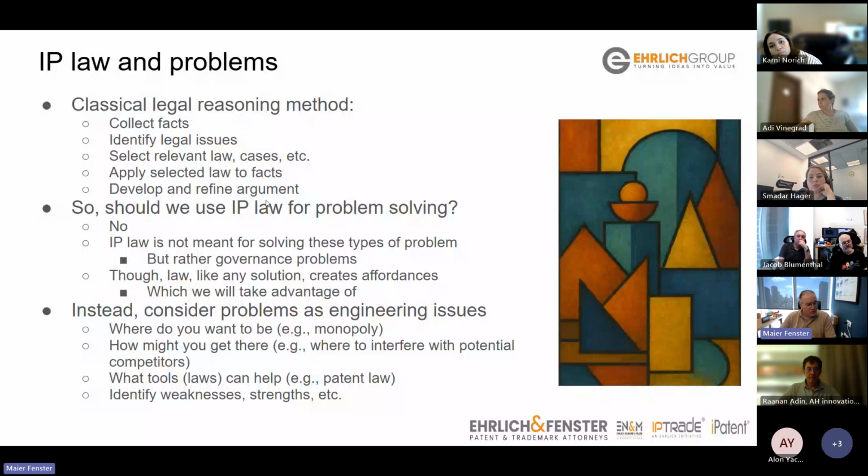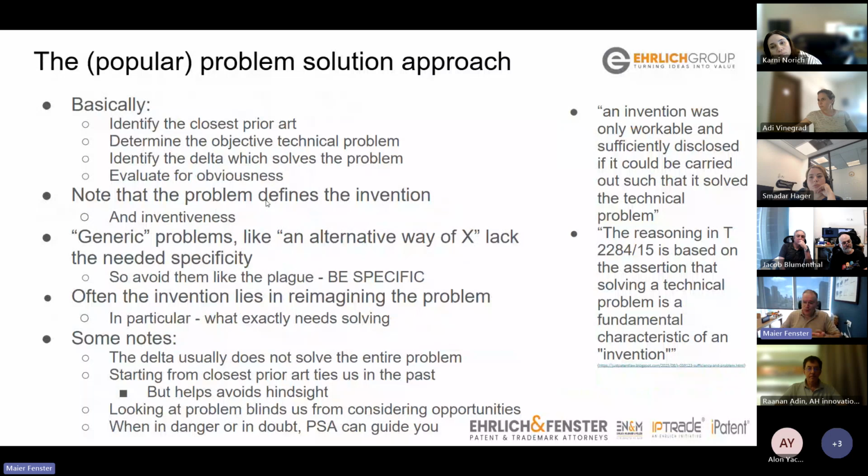So till now, I've been talking generally about how IP and problems are besties. Let's give a few examples of how we really deal with problems on a daily basis. So in Europe, especially, but not only, they like using the problem solution approach.